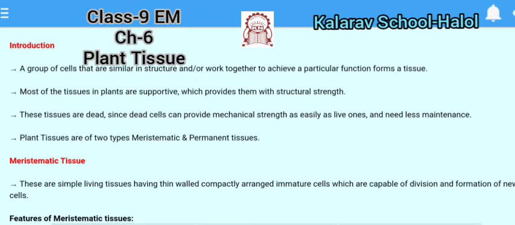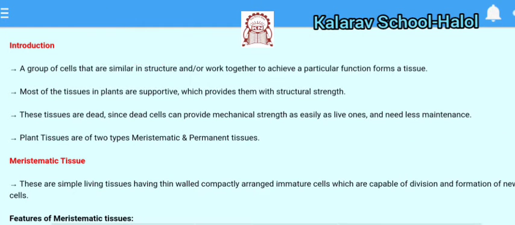Good morning students. Today I will teach class 9th chapter 6, that is tissue. So here the chapter is divided into two parts, that is plant tissue and animal tissue. So here in today's lecture I will discuss the plant tissue.